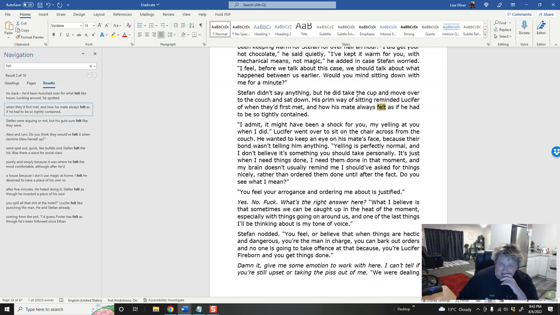Whether people would understand that, and I'm not saying that it could not be completely rewritten, because I actually think it could. So if you feel that it can, take that sentence: his prim way of sitting reminded Lucifer of when they first met and how his mate always felt as if he had to be so tightly contained. And write that as if it was a show, not a tell. I believe it's fine the way it is. So what's the next one?